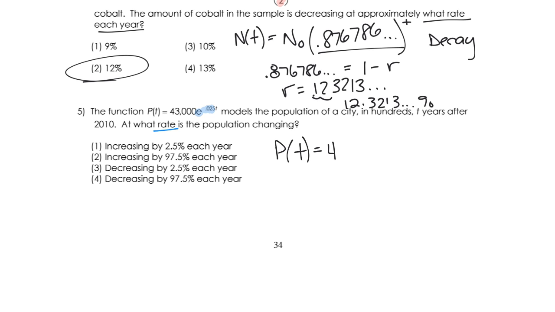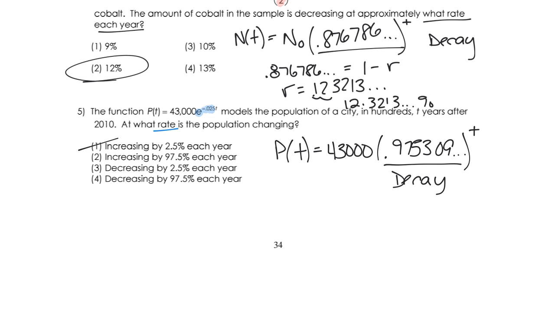Okay? And so this is 43,000. E to the negative 0.025 goes into my calculator and ends up giving me 0.975309... raised to the t. And now that that exponent is just all by itself, we can say that this is below 1, which is decay. And so we're going to get rid of choice 1 and choice 2 because they say increasing. And we are definitely having a decrease here, or a decay.